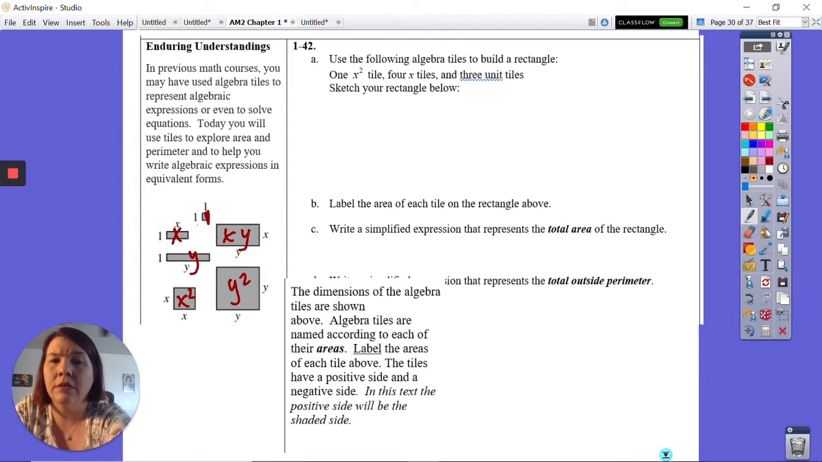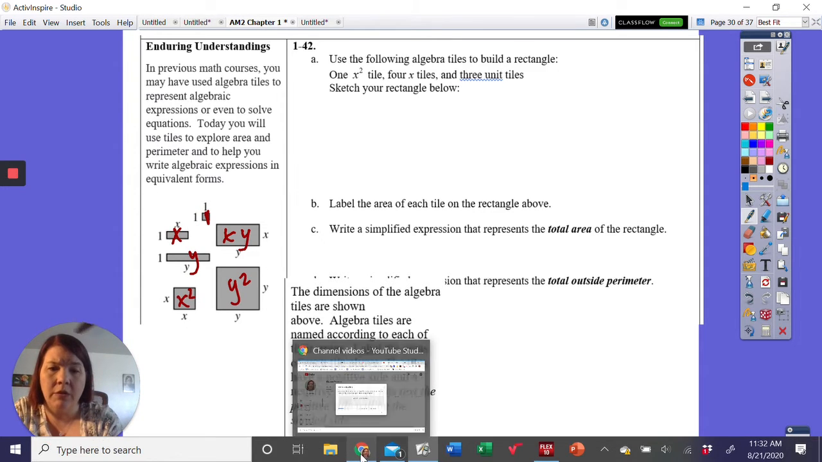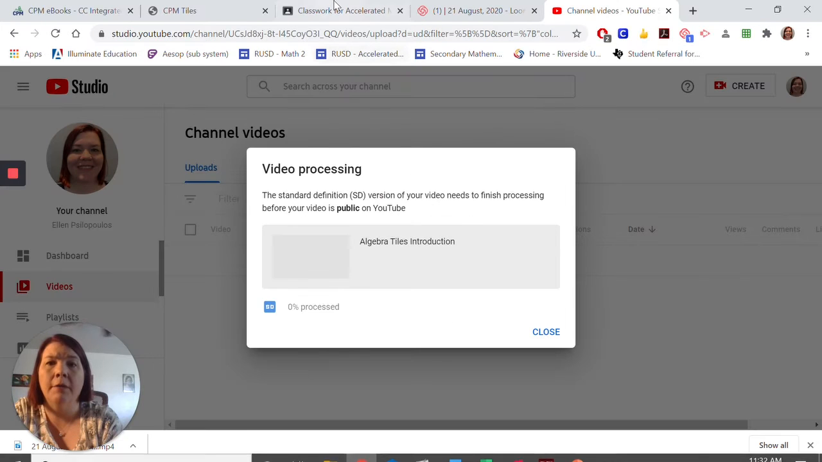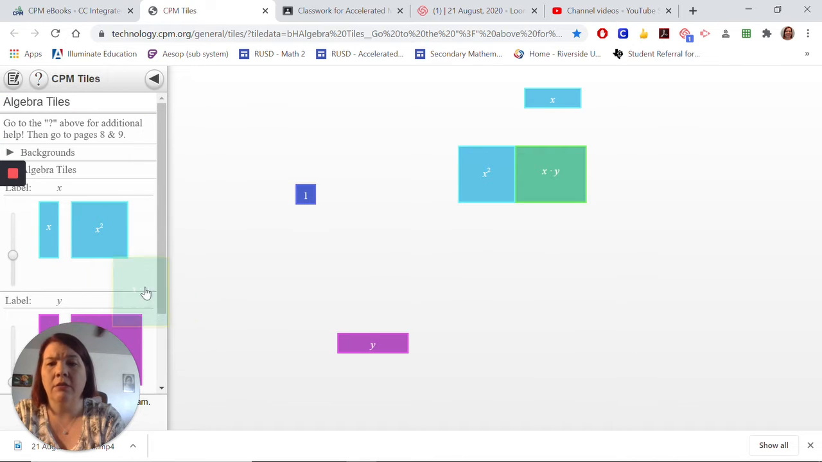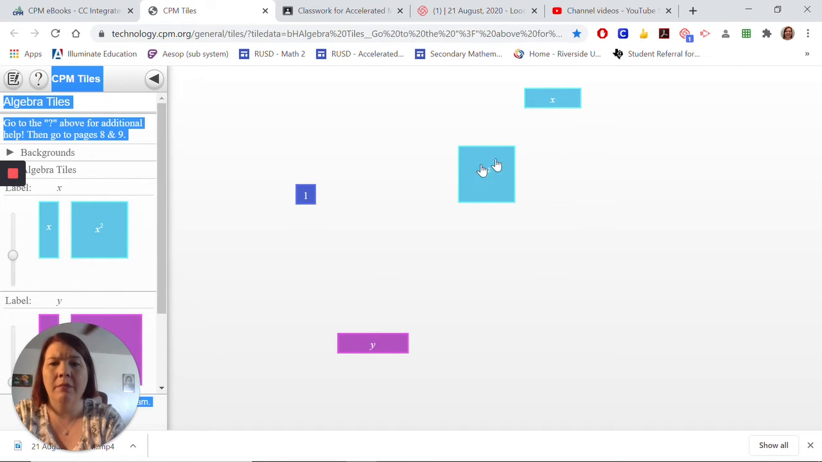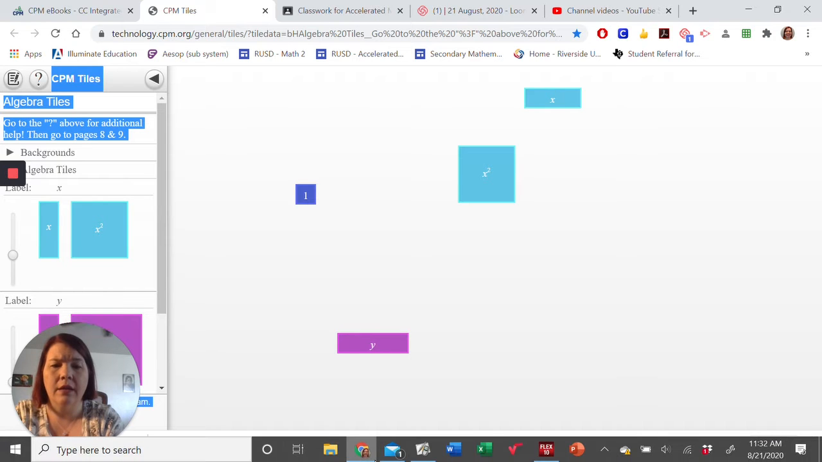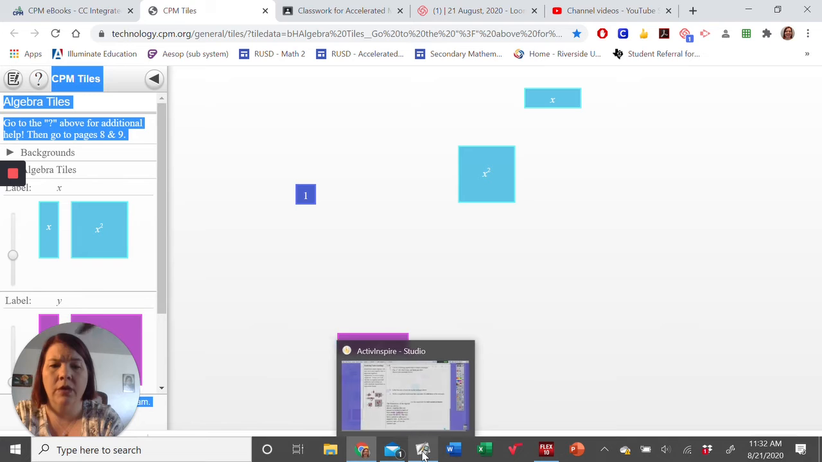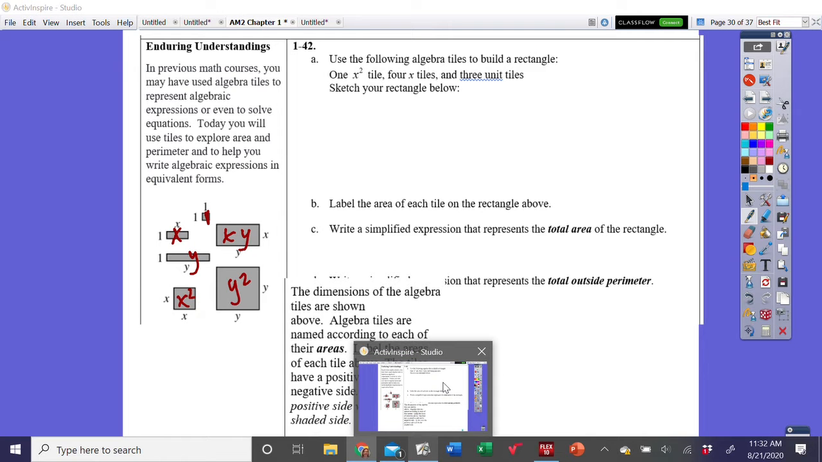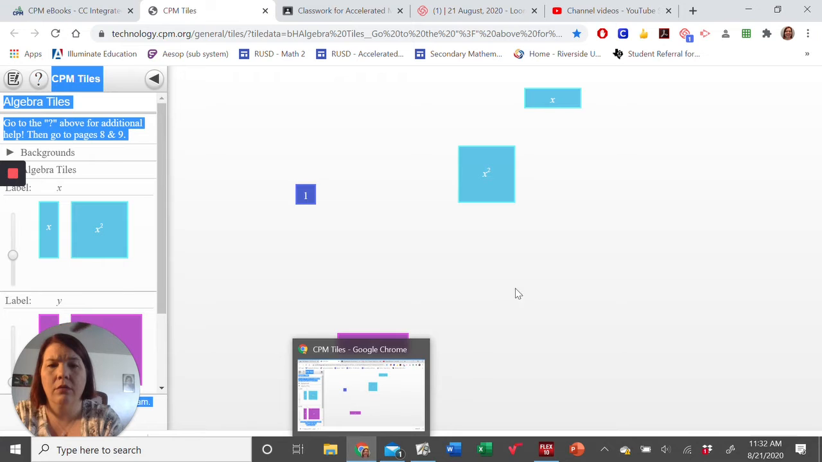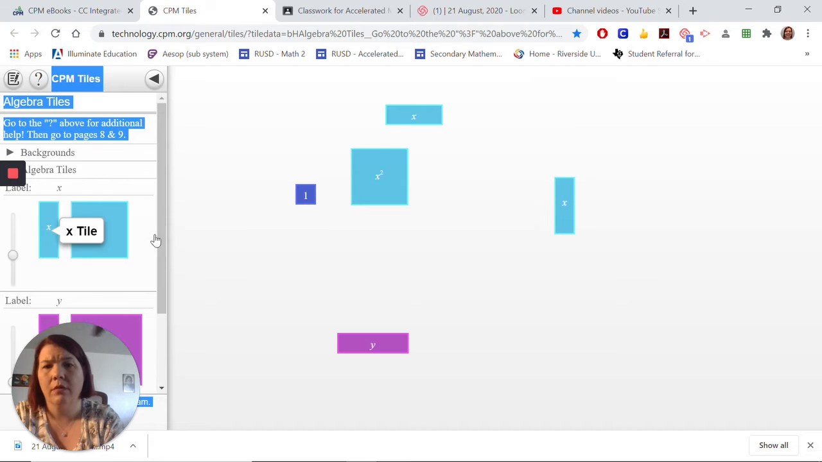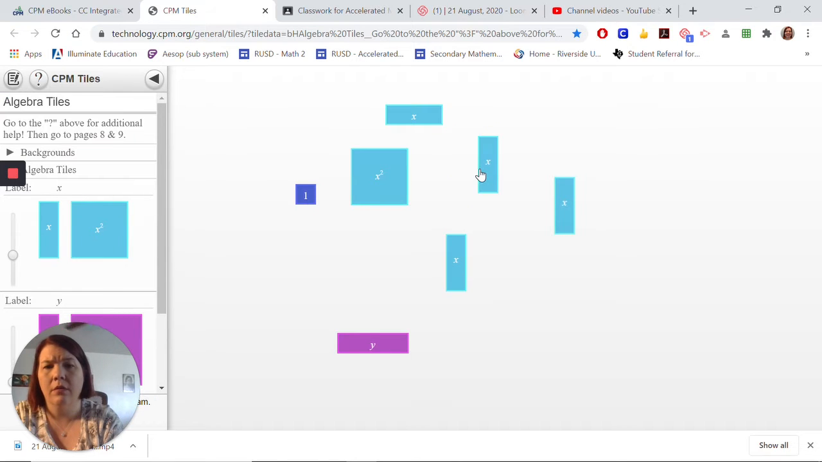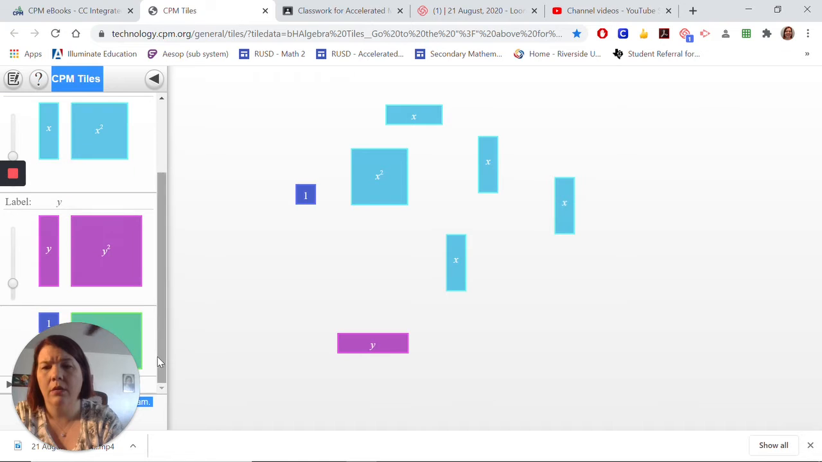Okay. Use the following algebra tiles to build a rectangle: 1 x squared tile, 4 x tiles, and 3 unit tiles, and sketch your rectangle below. So to do that, I'm going to head over to the CPM website. I'm going to remove the things I don't need by dragging them back over here. Let me go back and look at my instructions. It said I needed 1 x squared, 4 x's, and 3 units. One unit, 2, 3. This y needs to go back.